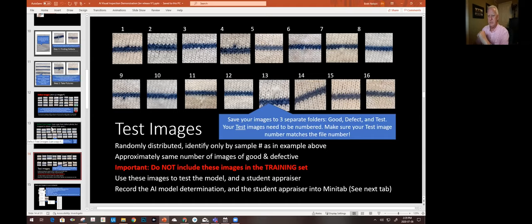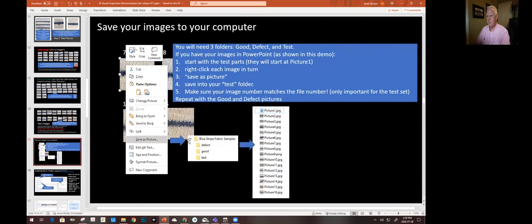And what I'll show you in a minute is we're going to use the first two libraries to train the model. And then we're going to use these test images to check the model. If you check the model with your training images, it'll guaranteed come up with 100% perfect. That's sort of the nature of the AI system. Okay, so then you end up saving your images to three separate folders. I saved as pictures. I created three folders in my computer, a defect, a good, and a test, and each one is full of the appropriate pictures.